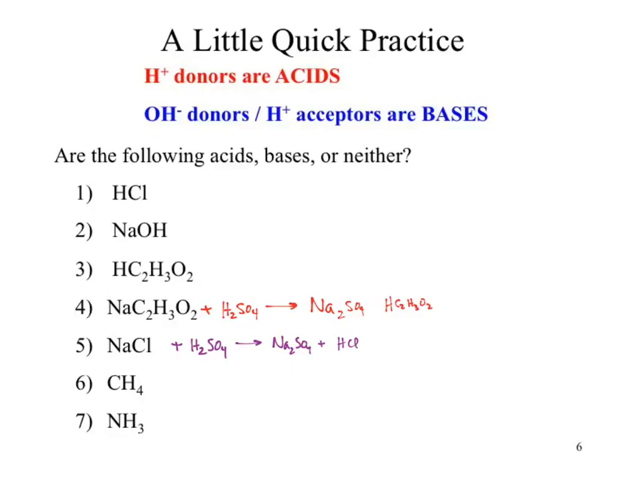So you are correct in looking at number 4 and saying that that one's a base, and you are correct at looking at 5 and saying that's neither. And it comes from having memorized those strong acids. You knew this. You did good. 6.